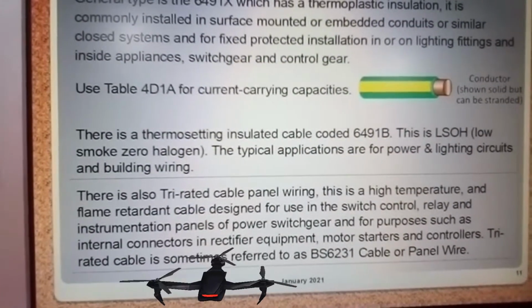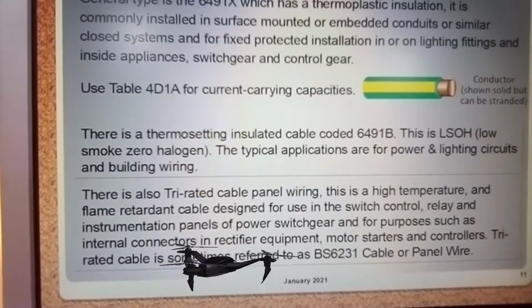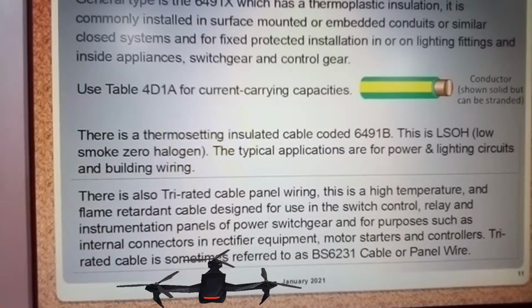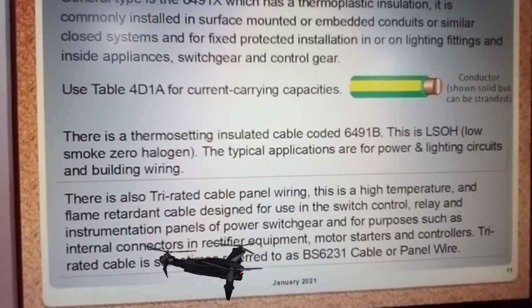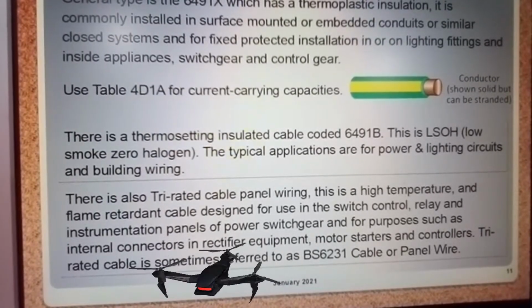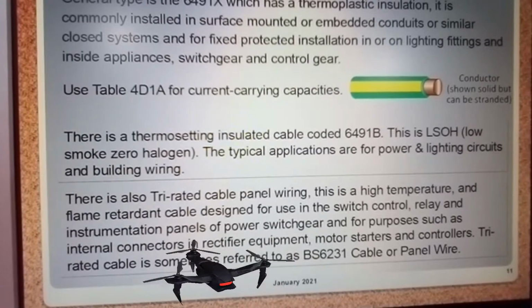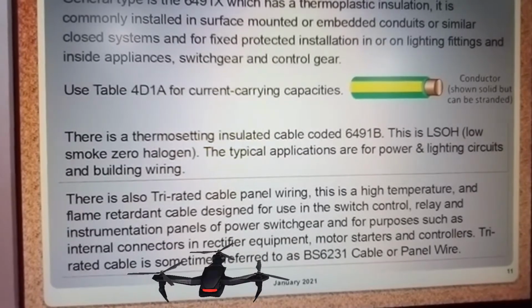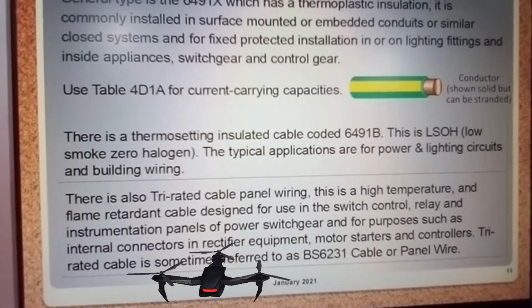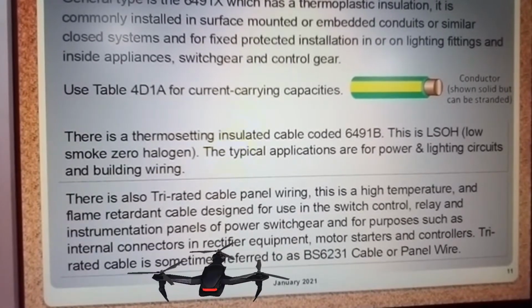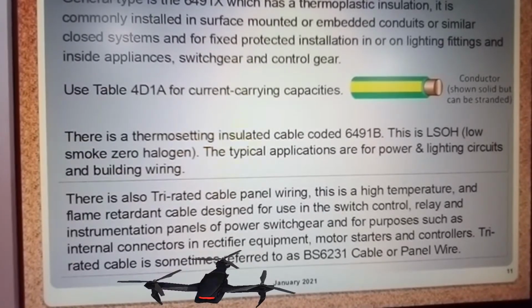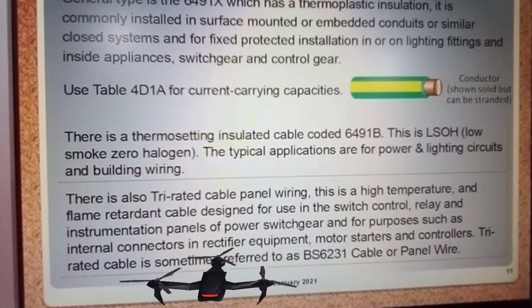Now there's also tri-rated cable panel wiring. This is a high temperature and flame retardant cable designed for use in the switch control systems, relay and instrumentation panels of power switchgear, and for purposes such as internal connectors in rectifier equipment, motor starters and controllers. Tri-rated cable is sometimes referred to as BS6231 cable or panel wiring cable.